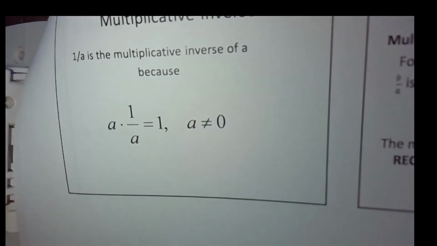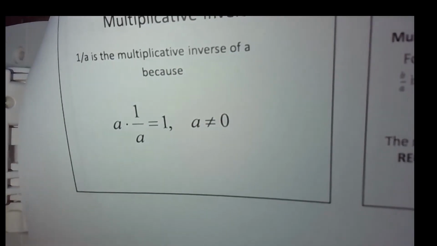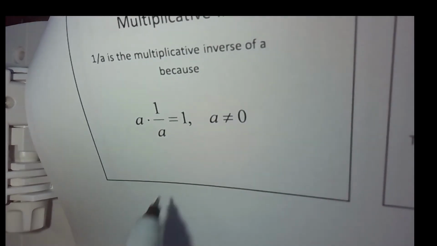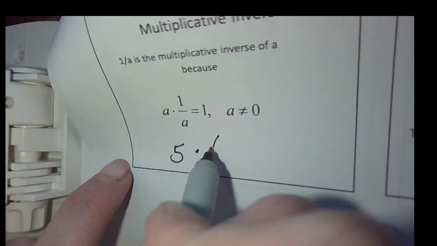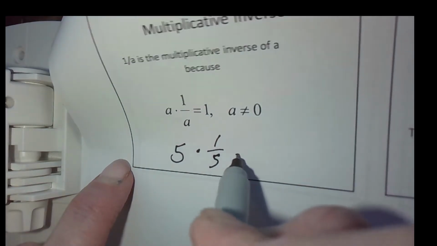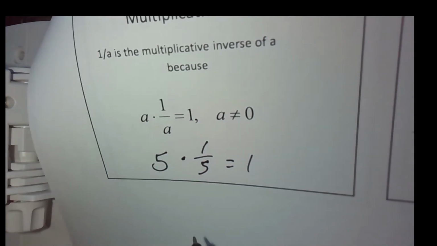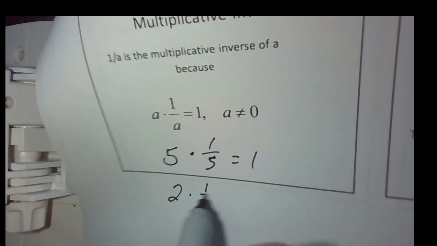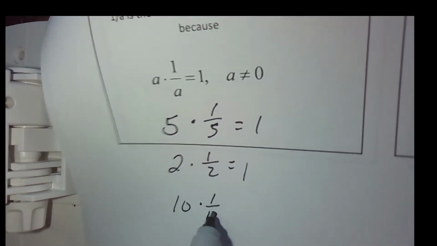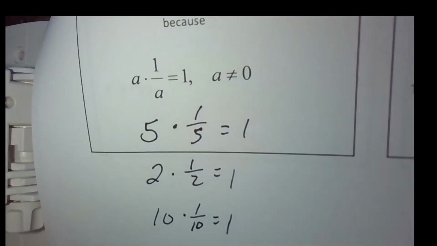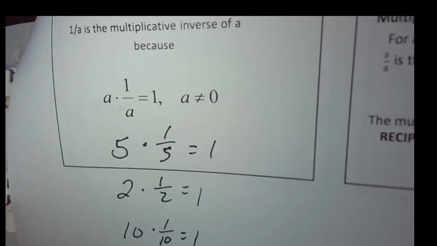This one just is a review of multiplicative inverse. It's just saying that if I have a number, let's say 5 instead of a, and I multiply it by 1 over that same number, then that's going to be 1. 1 times 1/5 is 1. 2 times 1/2 is 1. 10 times 1/10 is 1. That's that property, and that's just called a multiplicative inverse. When I multiply a number times 1 over that same number, they basically always multiply to 1.